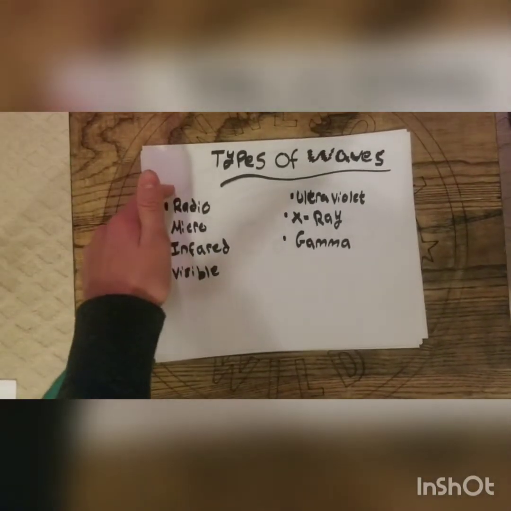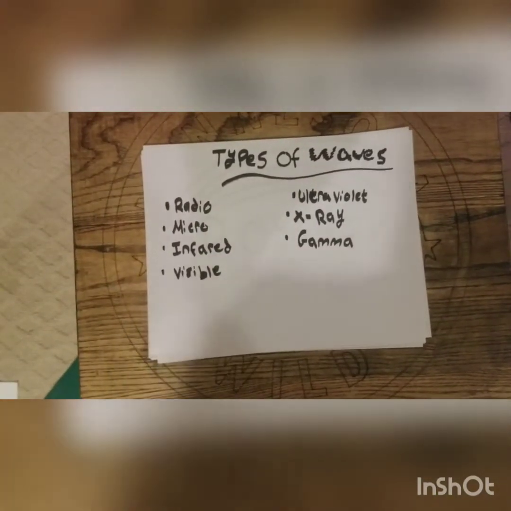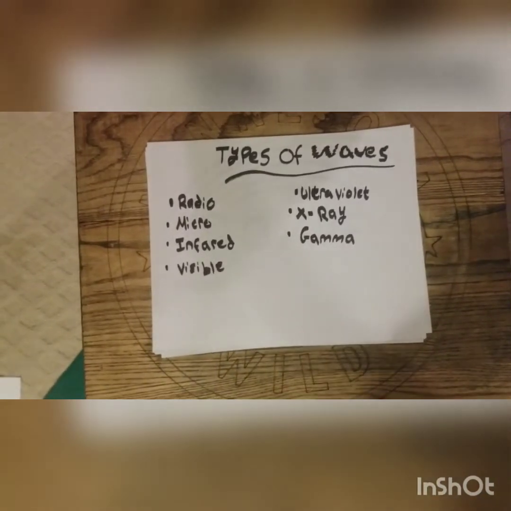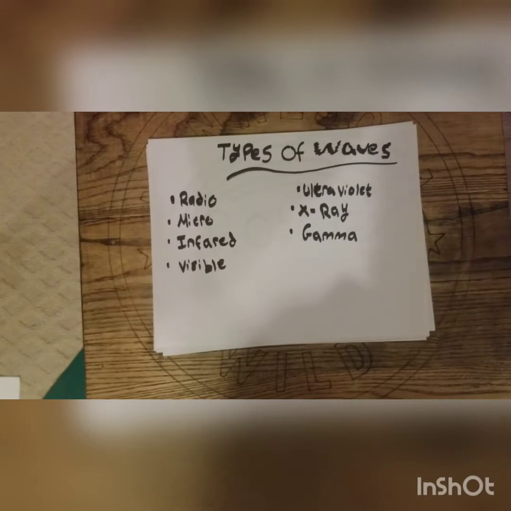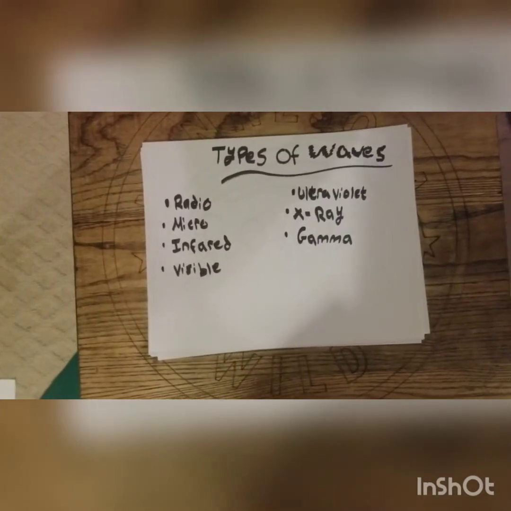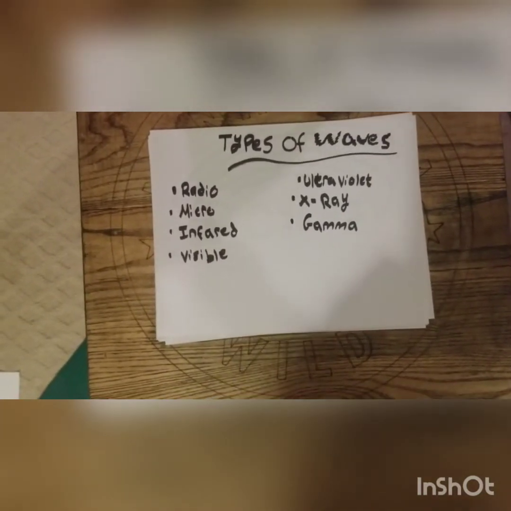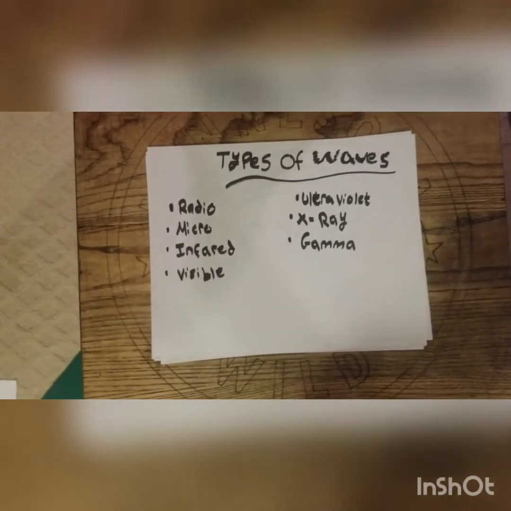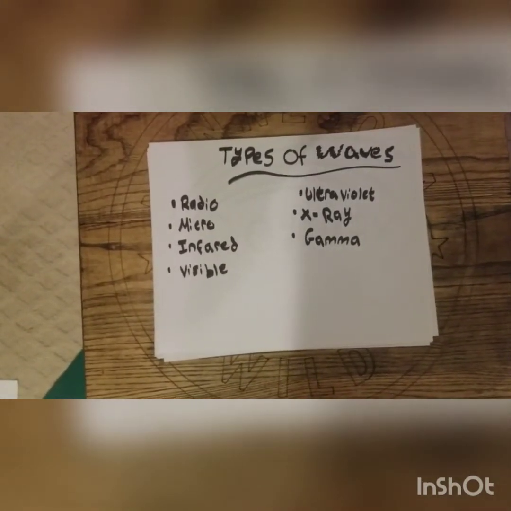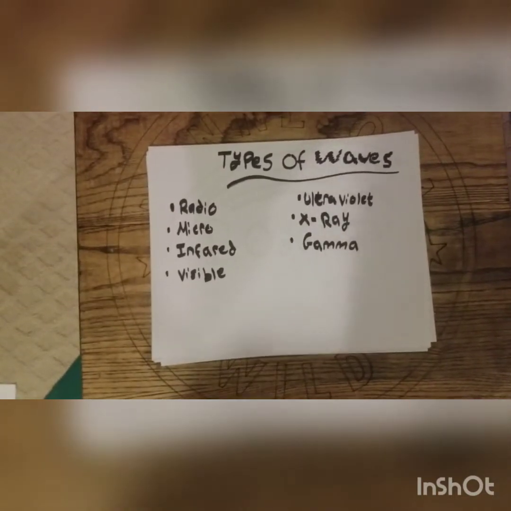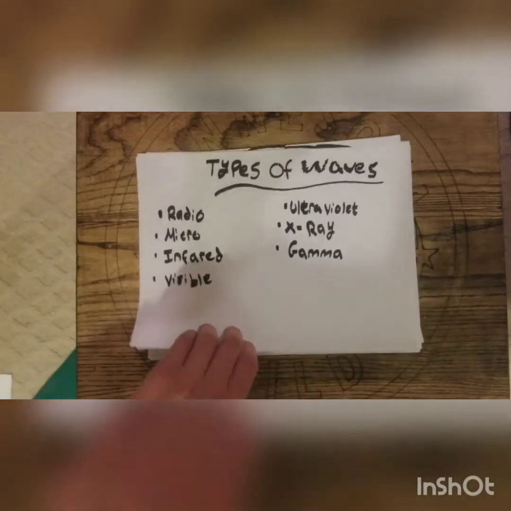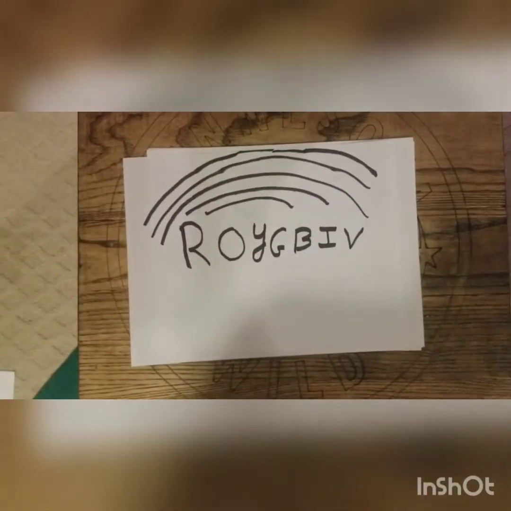With radio waves being the first of the 7. Radio waves are usually longer and more spread out, which is their wavelengths, than other types of waves. And then other types of waves include microwaves, which produce heat. Infrared waves are similar to microwaves, but they produce invisible heat. And then there's visible light waves, which produce color, or as seen here, Roy-G-Biv.